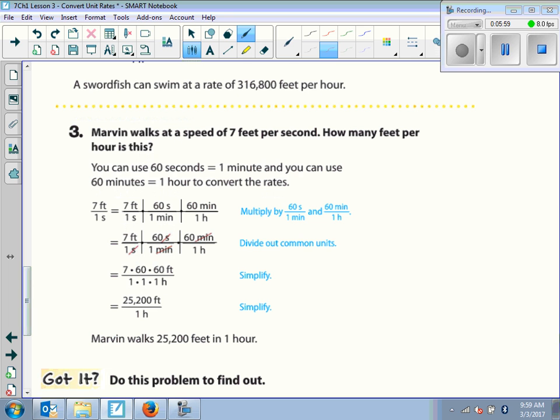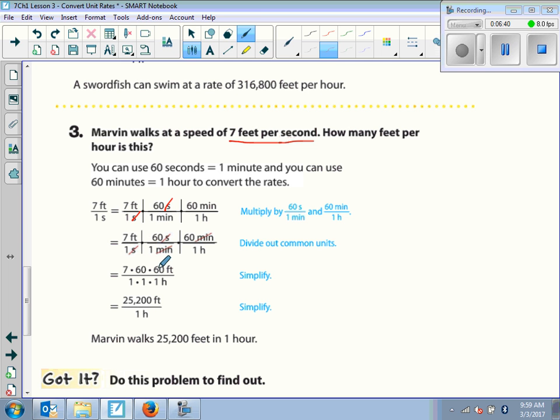Here's example 3. Marvin walks at a speed of 7 feet per second. How many feet per hour is this? Okay, so we're going to go from seconds to hours. So we have to go from seconds to minutes, and then minutes to hours. Is everybody clear with that? All right, so we're going to start with the ratio that they gave us. So that's 7 feet per second. Now we know that there are 60 seconds in 1 minute. So that's 60 seconds in the numerator and 1 minute in the denominator, so that seconds and seconds will cancel.